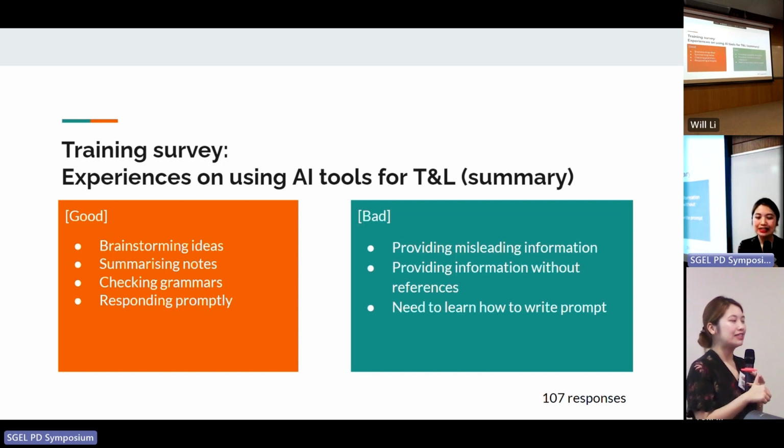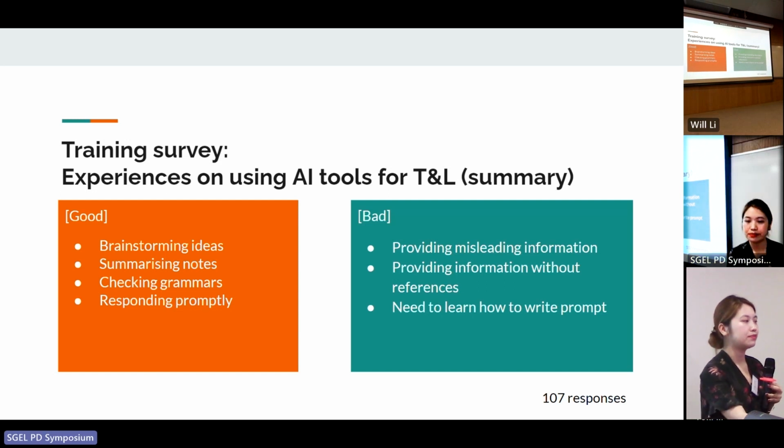So the good part is the Gen AI tools are good for us to brainstorm ideas, summarize notes, check grammar, and sometimes it responds promptly. But the not so good part is it provides misleading information, and it provides information without references, or they just make up the references. And then the users, or us, we need to learn how to write prompts.